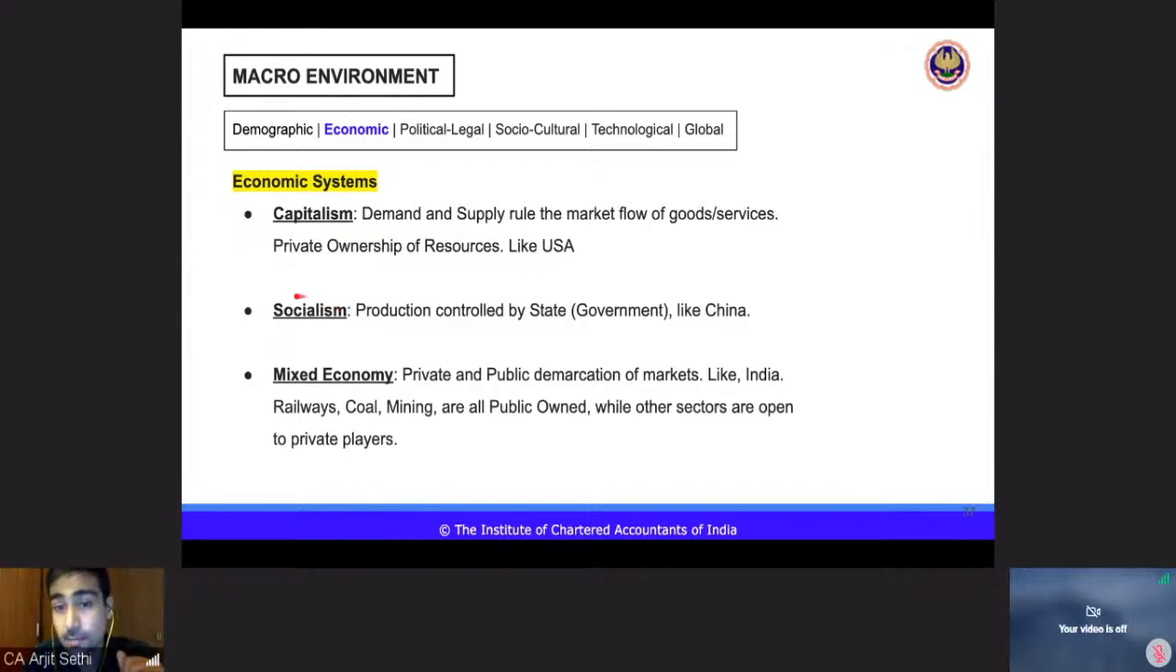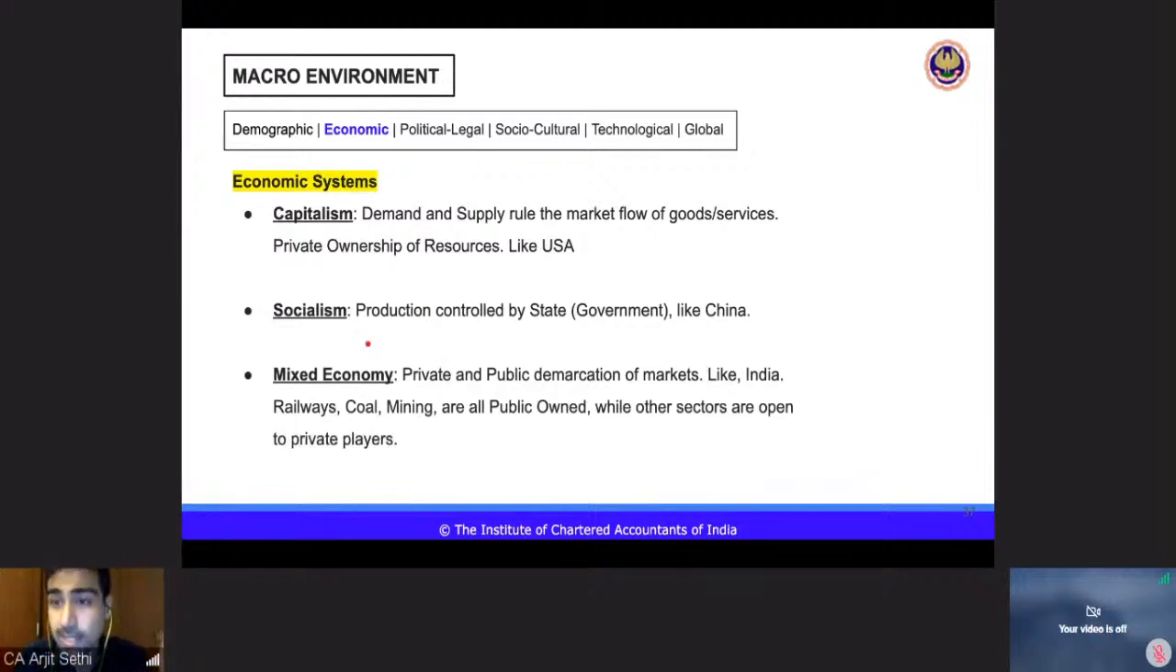What is socialism? Socialism is production controlled by the state or the government, right? When government has control over each and every component in the market, each and every industry, each and every service that is going or happening is controlled by government, right? Even if not everything, but major, like 85, 90% of the industry or businesses are controlled by government, it is called socialism.